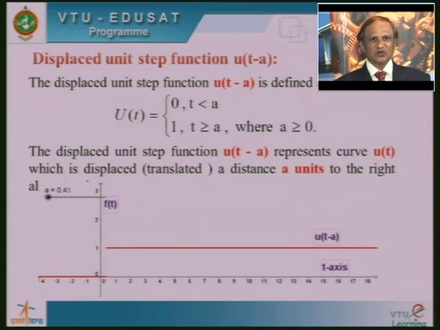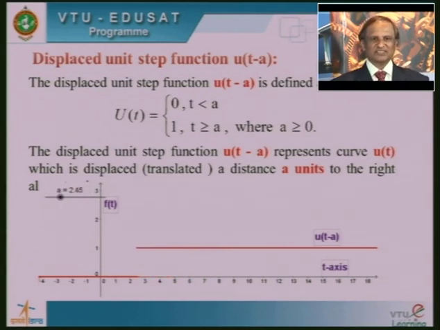Is it clear? Right? Now, mathematically you can define u of t. I have already defined. So, exactly in the similar way you can define a displaced unit step function. How we are going to denote displaced unit step function? U of t minus a. The displaced unit step function u of t minus a is defined as u of t is equal to 0 when t is less than a. A is what? A is some constant. Is it clear? Or u of t is equal to 1 when t is greater than or equal to a, where a is greater than or equal to 0. Right?